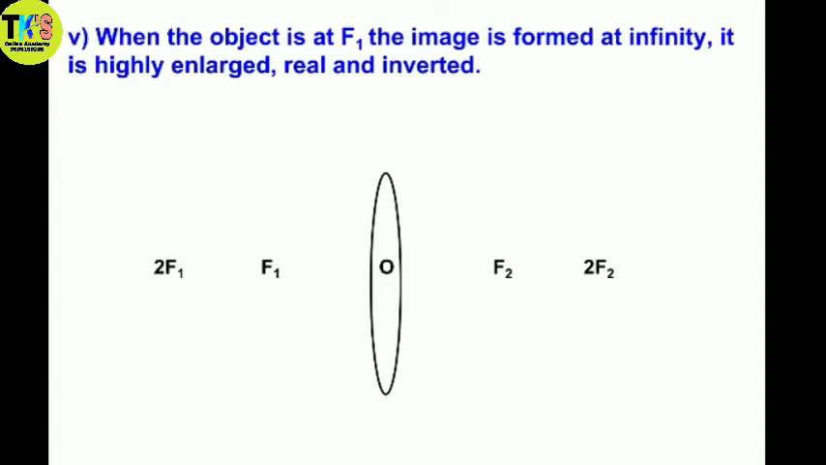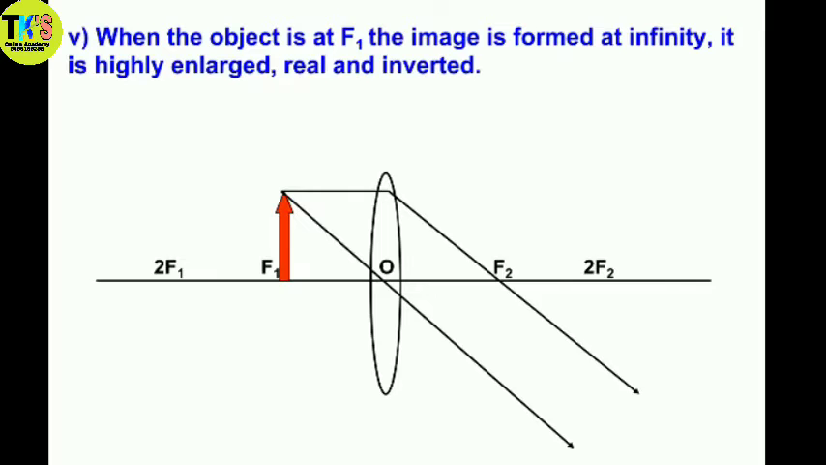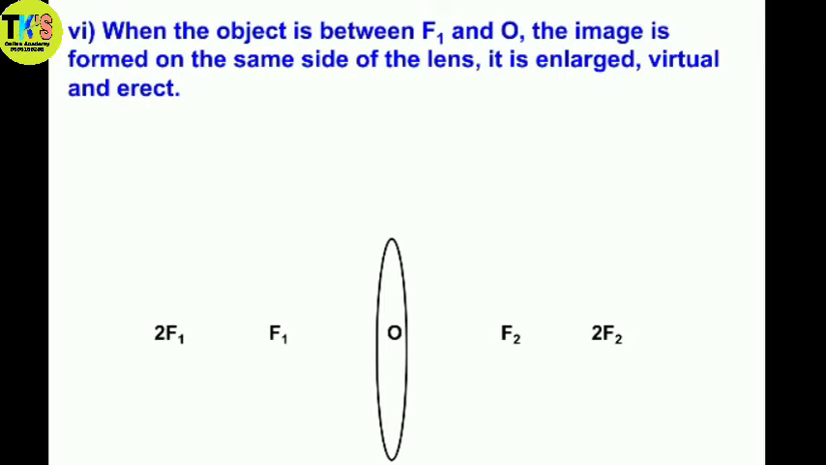Case number 5, when the object is at f1, the image is formed at infinity. It is highly enlarged, real and inverted. Let's see. Case number 6, when the object is between f1 and optical center O, the image is formed on the same side of the lens. It is enlarged, virtual and erect. Let's see.